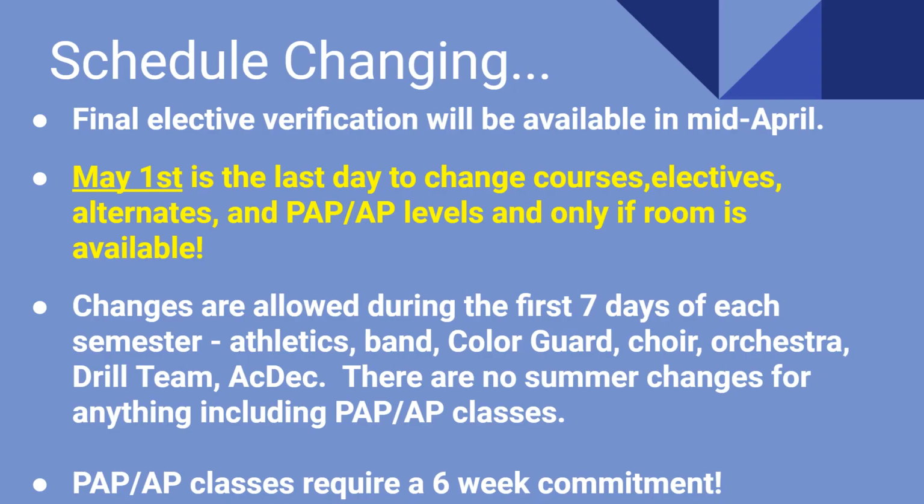So let's talk about schedule changing. Final elective verification will be available in mid-April. And after that mid-April verification, that's when you'll have a chance to change something that you've turned in now. So May 1st is the last day to change courses, electives, alternates, and pre-AP and AP levels, and only if there's room available. Changes are allowed during the first 7 days of each semester for athletics, band, color guard, choir, orchestra, drill team, and act deck. There are no summer changes for anything, including pre-AP and AP classes. And just remember that pre-AP and AP classes require a 6-week commitment.